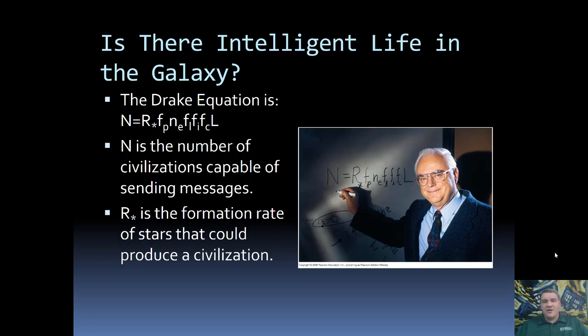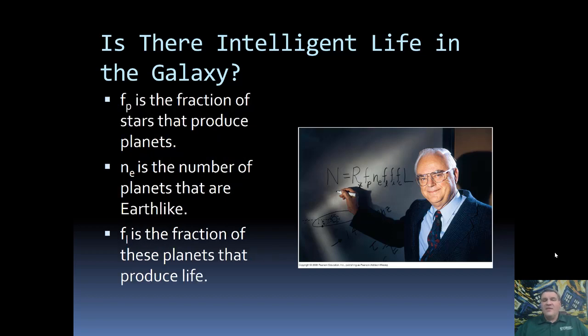Starting with R star, the formation rate of stars within our galaxy. We don't expect that life is going to develop without a star, so we start with stars. Then, we don't expect life to start on a star itself, so we're going to have planets. That's f sub p: what fraction of stars actually have planets? Now we have a star and planets. How many of those planets are Earth-like? What we mean by Earth-like is having liquid water. That's all we mean by Earth-like: it has liquid water on the surface.